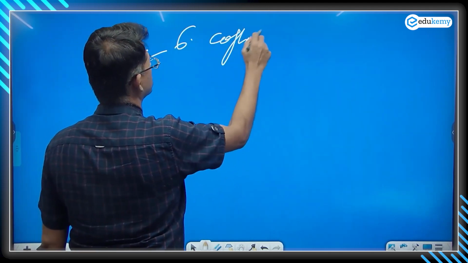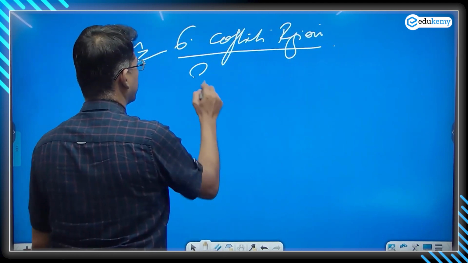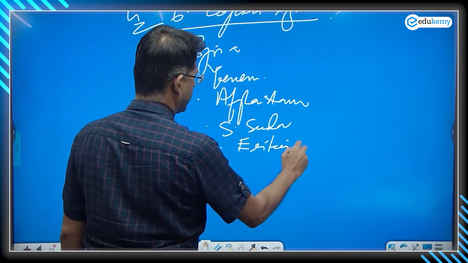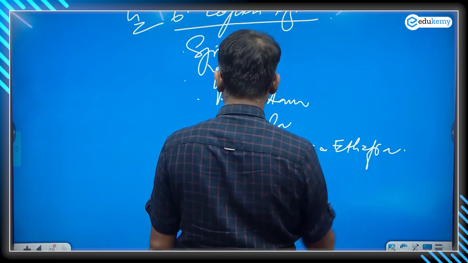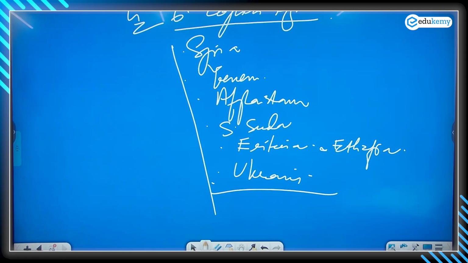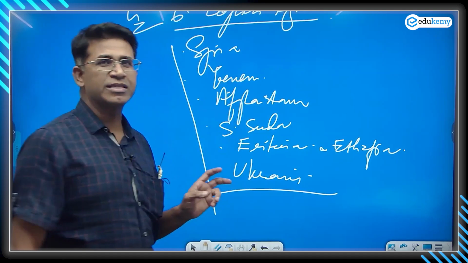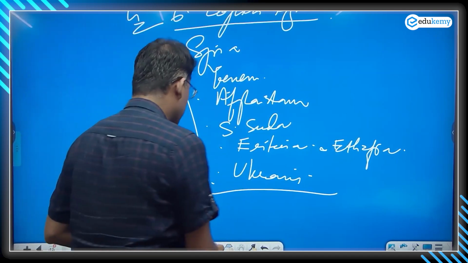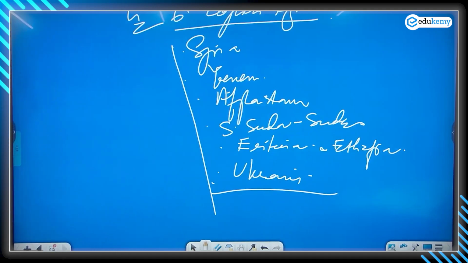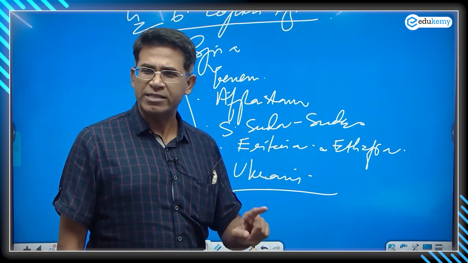6 conflict regions have severe food problems. One is Syria, second is Yemen, Afghanistan, South Sudan, Eritrea, and Ethiopia and Ukraine. In the recent world, these 6 areas have serious food problems. Okay, Syria, Yemen, Afghanistan, South Sudan. Okay, or just write Sudan and South Sudan, both, Eritrea and Ethiopia and Ukraine. Okay? So one is production disruption. Second is the supply disrupted.